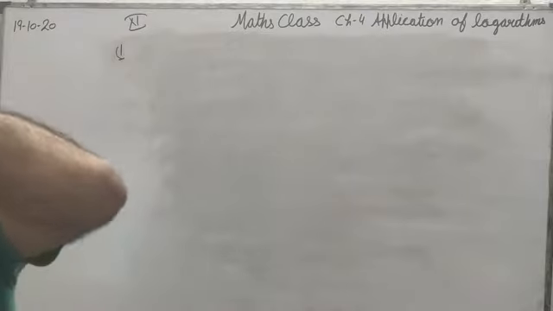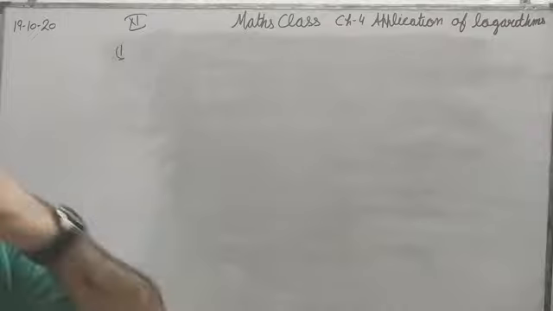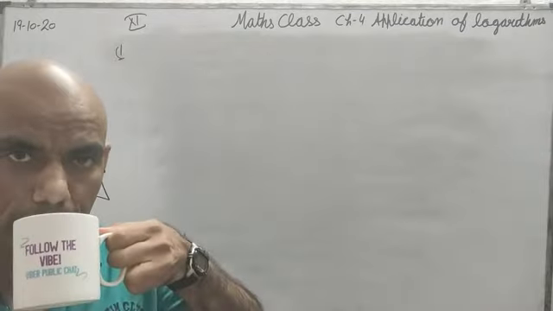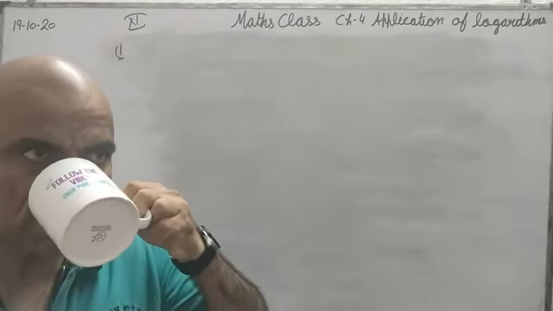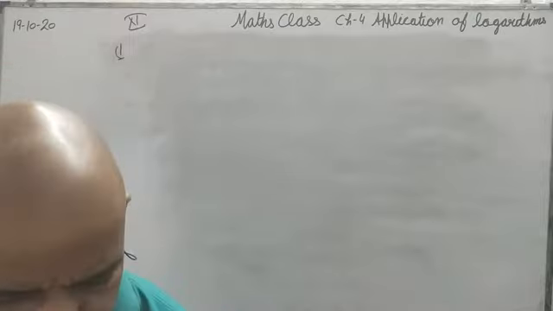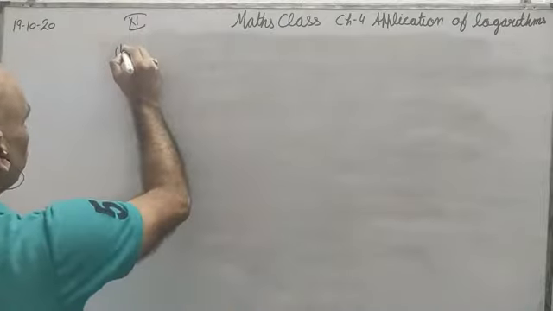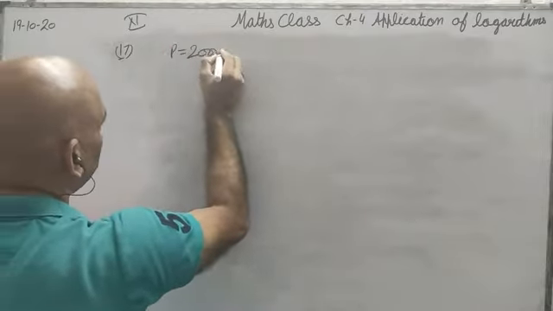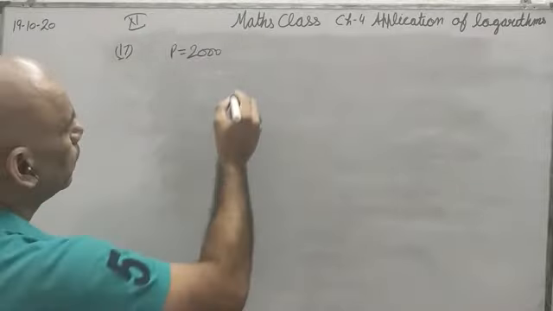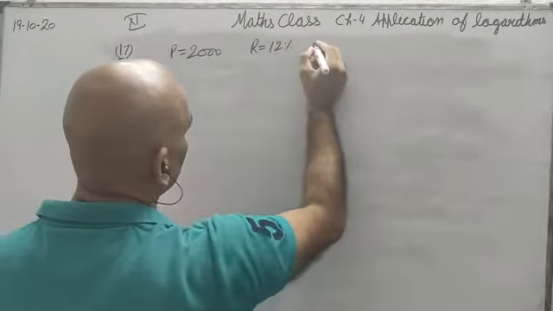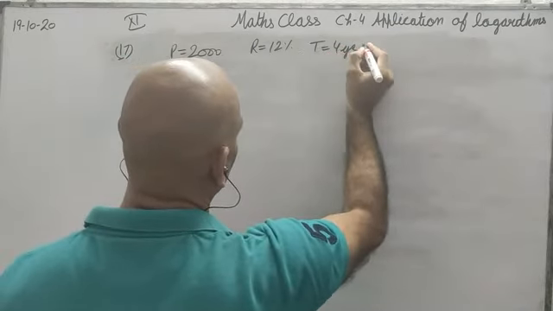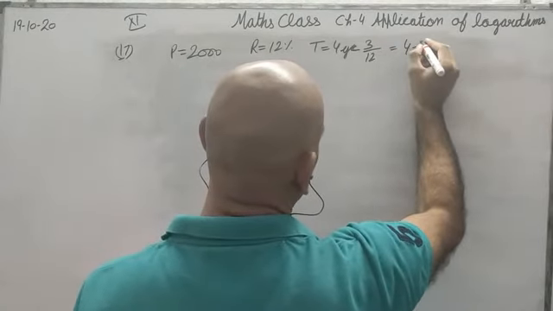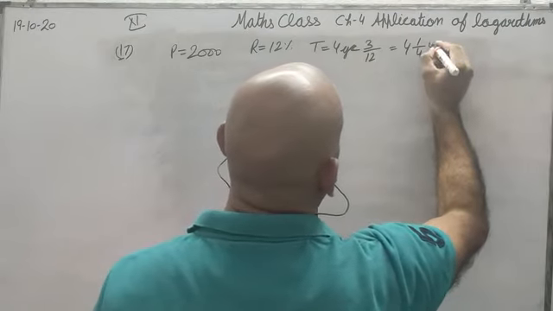Find the compound interest on 2000 rupees at 12% per annum, 4 years 3 months. 4 years 3 months is the time, so 3 months will be converted into year. Principal is 2000 rupees. Rate is 12%. Time is 4 years 3 months, so 3 months will be converted into year, so 4 and 1/4 years.